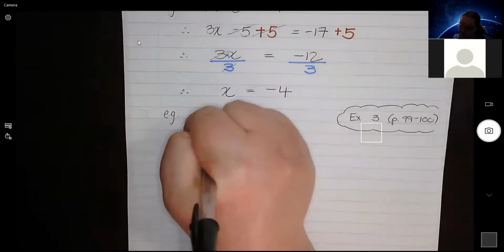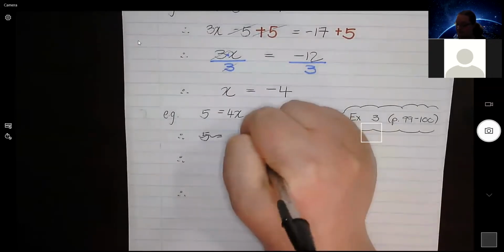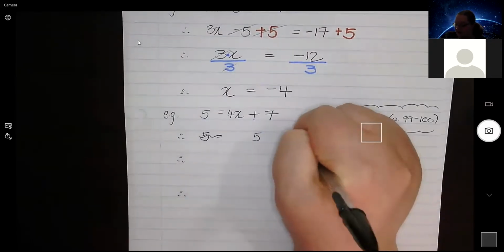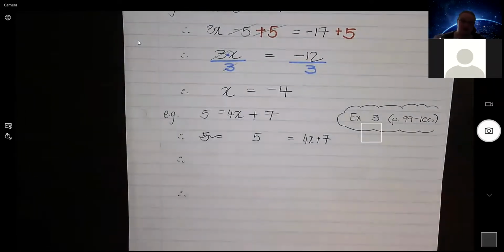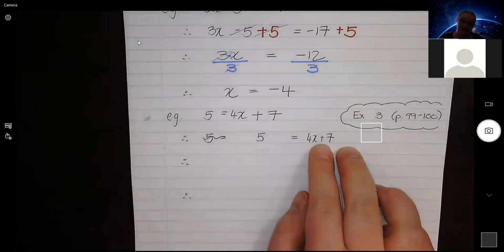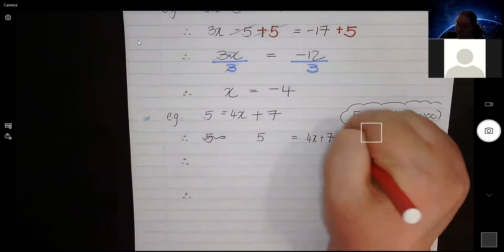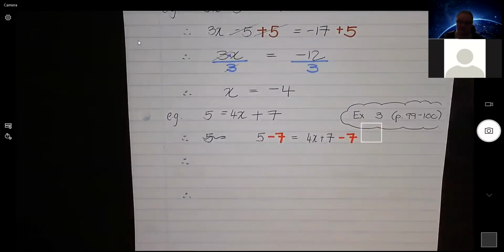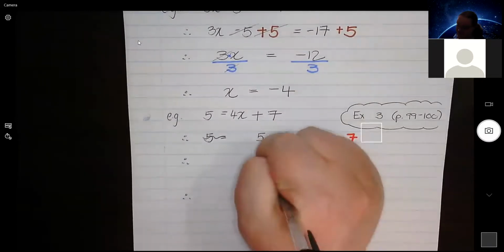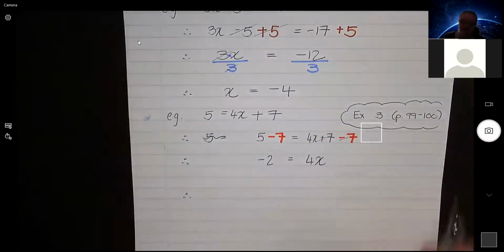So we have 5 equal to, let me just do this a little bit more spaced out. 5 equal to 4x plus 7. Okay. Now, it doesn't matter which side the x is on. We want to get the x alone. The x is with a plus 7. Okay. So we're going to have to subtract 7 on that side and subtract 7 on that side. That gives me negative 2 on this side and 4x on its own because these two cancel out.